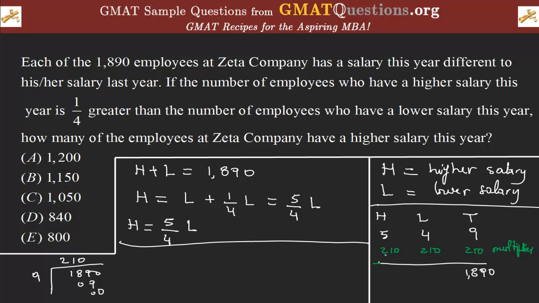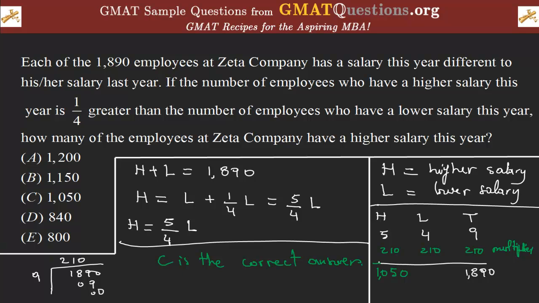So what is 5 times 210? It's very clear. 5 times 21 is 105. So this is the answer. As you can see, the correct answer is C. Let's write that down. C is the correct answer.